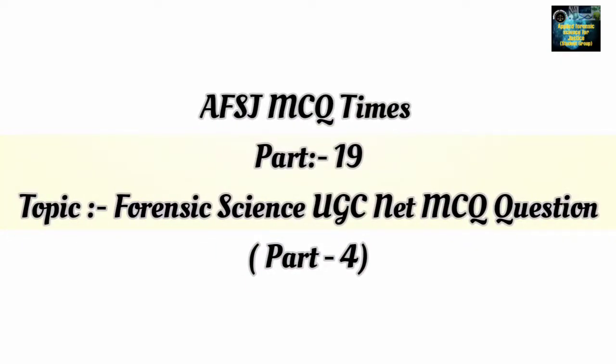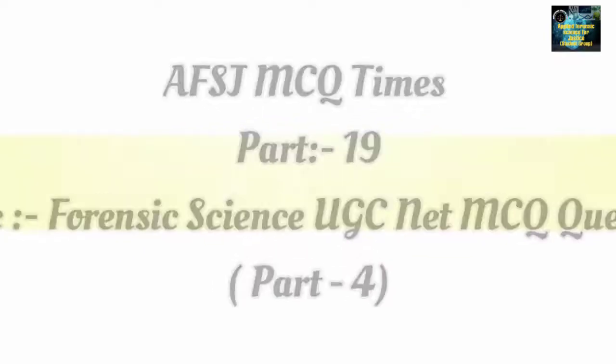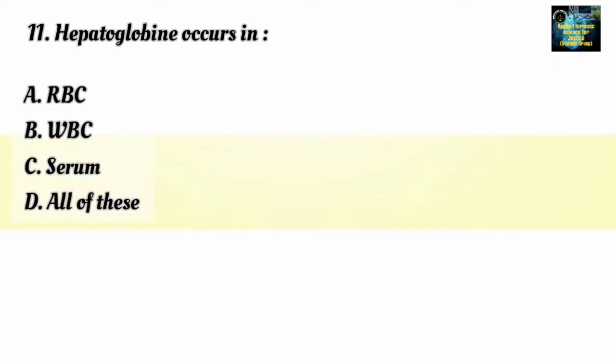This video consists of answers and explanation for topic Forensic Science UGC NET MCQ questions part 4. 11th question. Haptoglobin occurs in blood. Options A. RBC, B. WBC, C. Serum, D. All of this. Answer is option D, all of this.